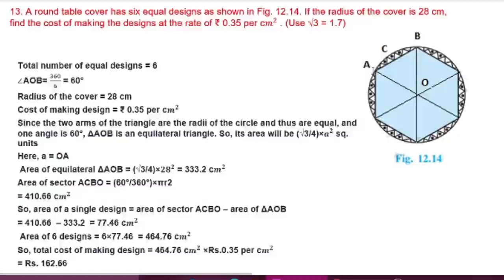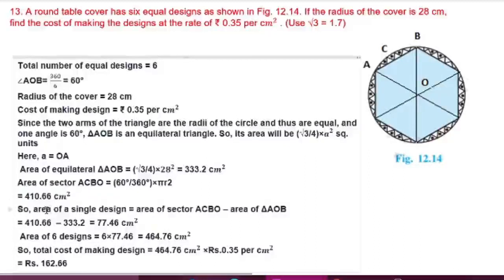Now you find the area of sector ACBO. We can use the formula theta by 360 into pi r square. Here theta is the central angle, that is 60 degrees. So here we can write 60 by 360 into pi r square. Here the radius is 28 centimeters. So substitute the value and simplify it. You will get 410.66 centimeter square.